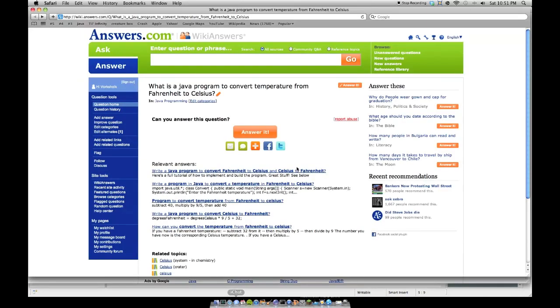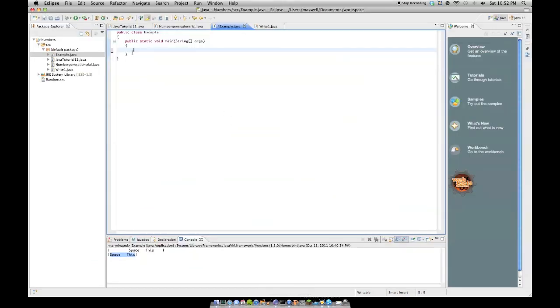Anyway, it asks, what is a Java program to convert temperature from Fahrenheit to Celsius? It didn't say either way, it just said Fahrenheit to Celsius. So, to get from Fahrenheit to Celsius, you deduct 32 from the Fahrenheit value, you multiply it by 5, and then you divide it by 9. Or you multiply it by 5 ninths, either one.